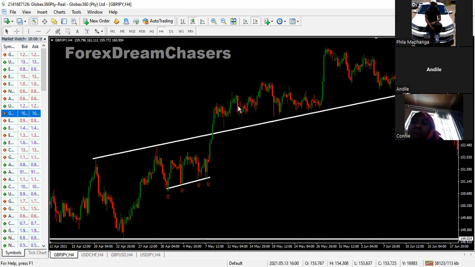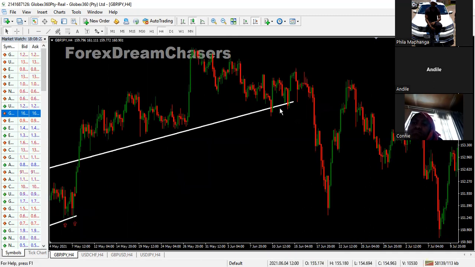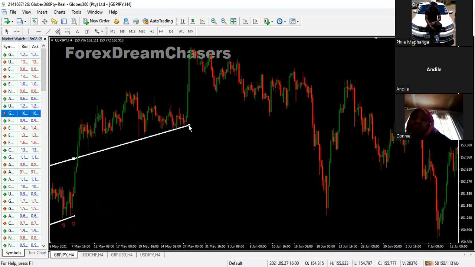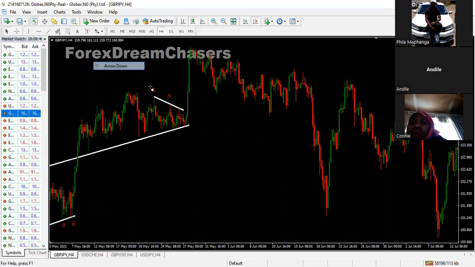Look at this. I'm going to show you that in every chart that you're going to open, you'll find trend lines. Let me just leave this one here. Look at this. I'm going to show you another trend line. First time, second time, third time. See? 1, 2, you sell here. 1, 2, you buy here. Can you see that?